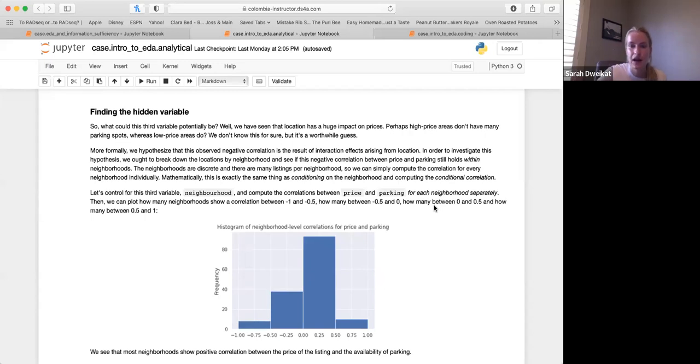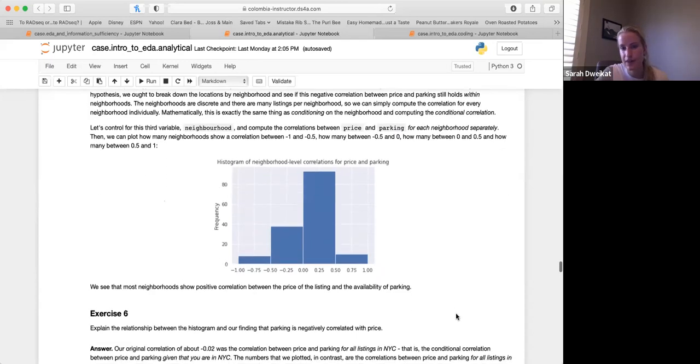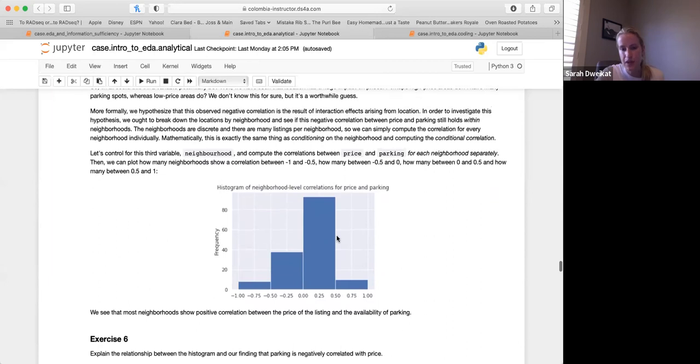So we have calculated correlation values for price and parking for each neighborhood, and then we make a histogram to show this distribution. Do you remember our original correlation number for parking was basically 0, or negative 0.02? But when we see where most of our data points fall, it is between 0 and 0.5. Based off of this histogram, there's a positive relationship.